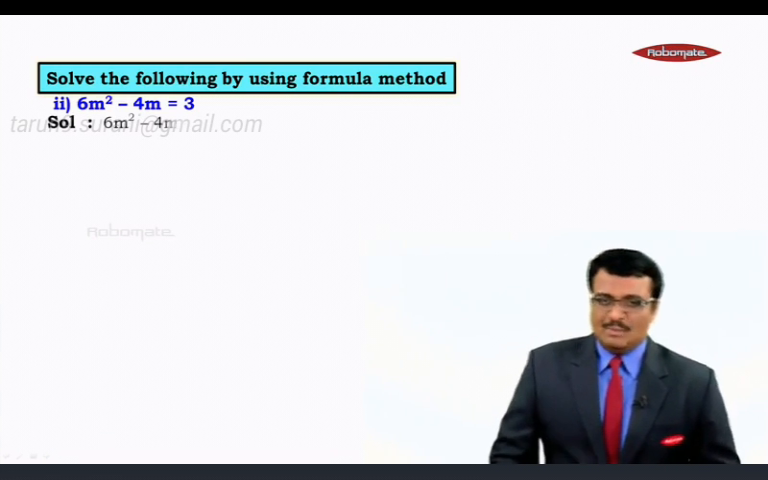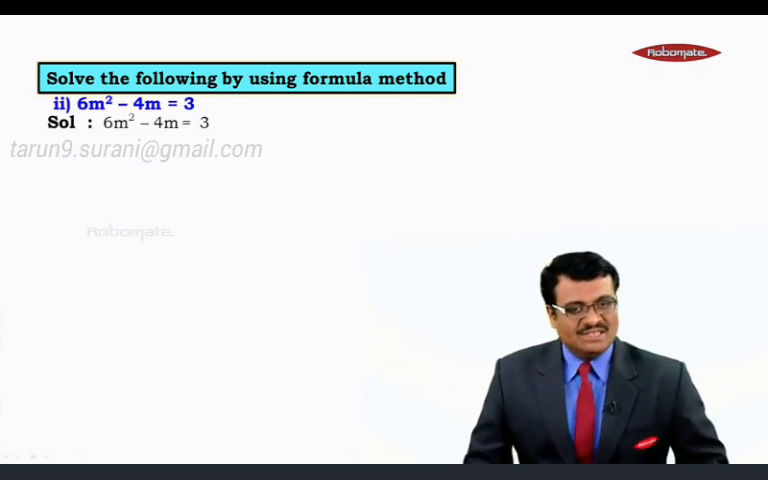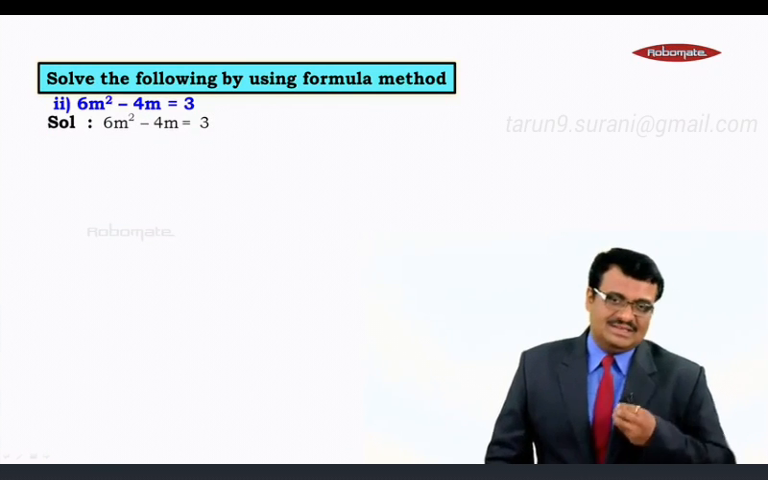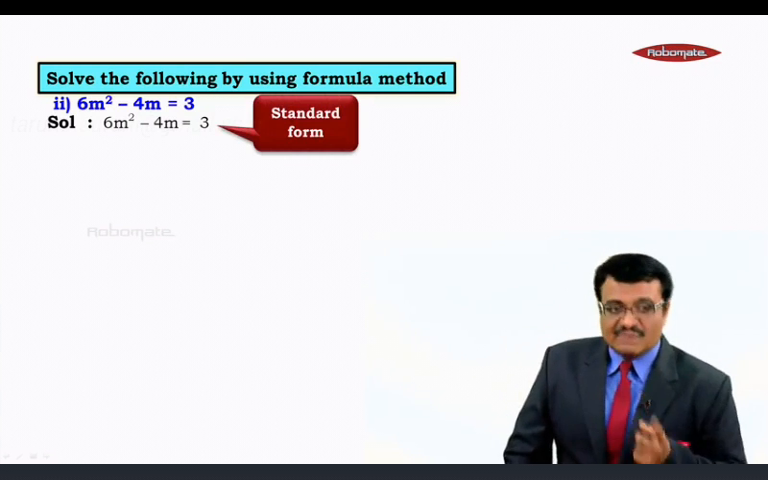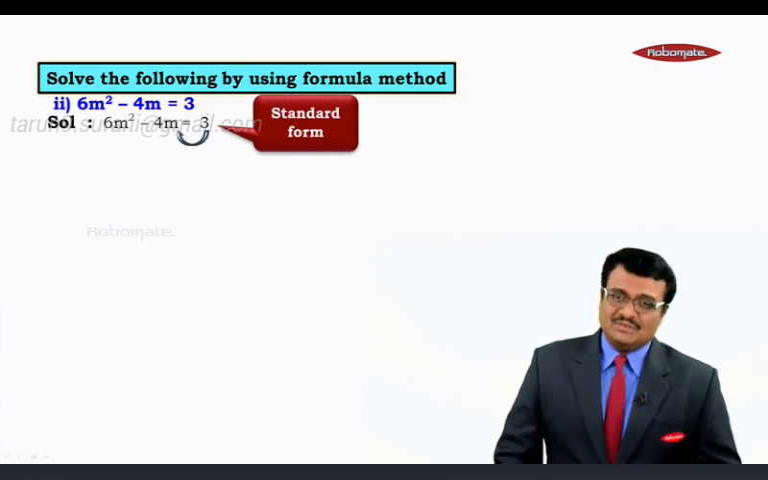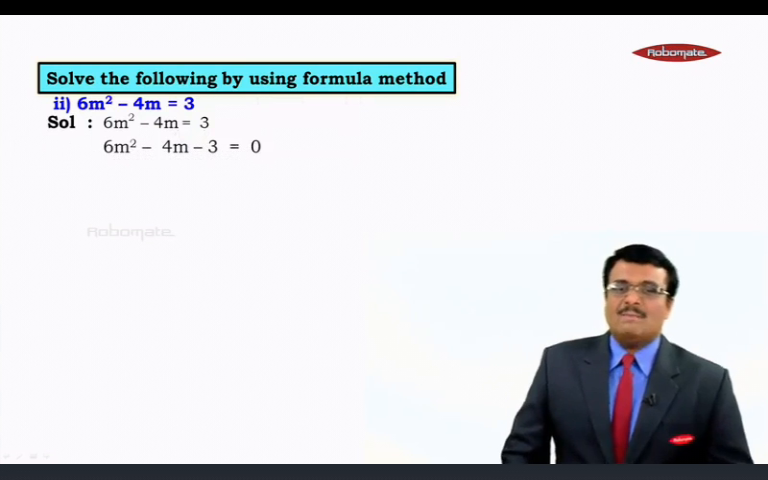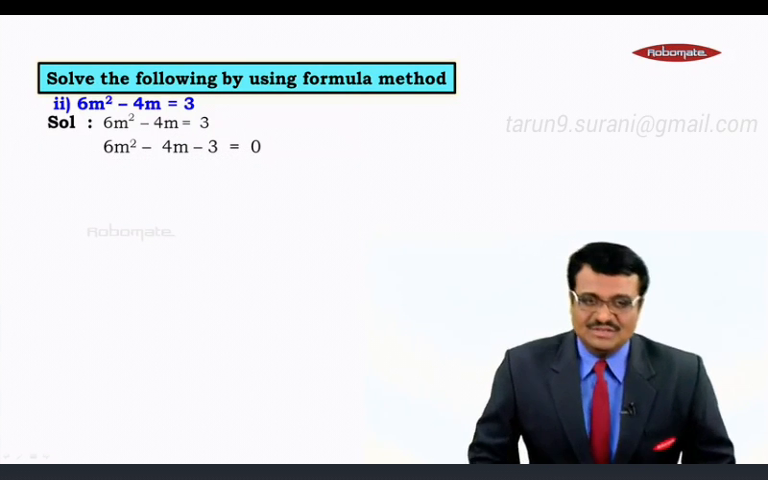So the first step is we'll copy the equation, 6m square minus 4m is equal to 3, and ask ourselves one question: is it in the standard form? It is not in the standard form. If it is not in the standard form, the first step is make it in the standard form. So what we get is 6m square minus 4m minus 3 is equal to 0.